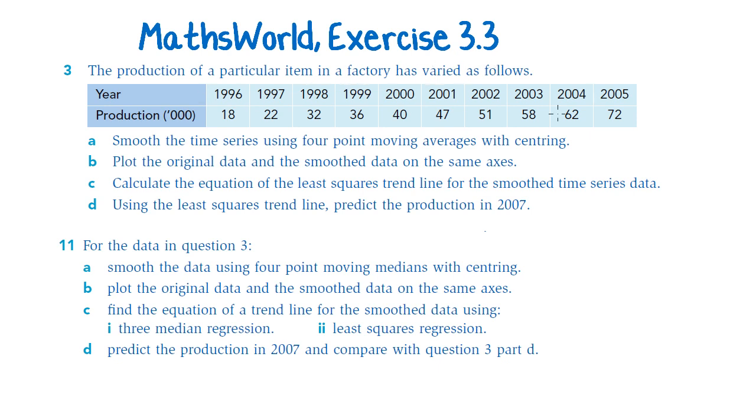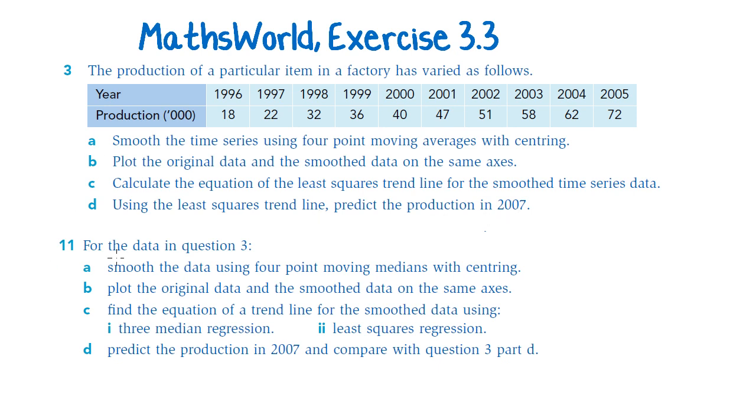The question said this: the production of a particular item in a factory has varied as follows, and we've got some data. First part of the question, smooth the time series using 4-point moving averages with centering. Then plot the original data and the smoothed data on the same axes. Then calculate the equation of the least squares trend line for the smoothed time series data. Then, using the least squares trend line, predict the production in 2007.